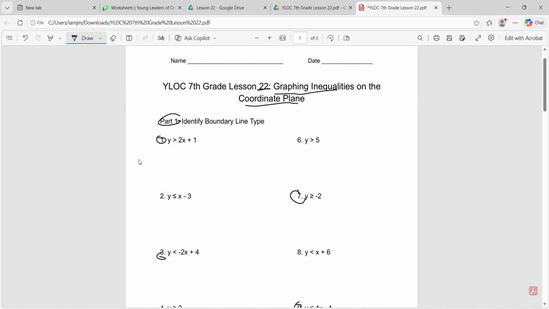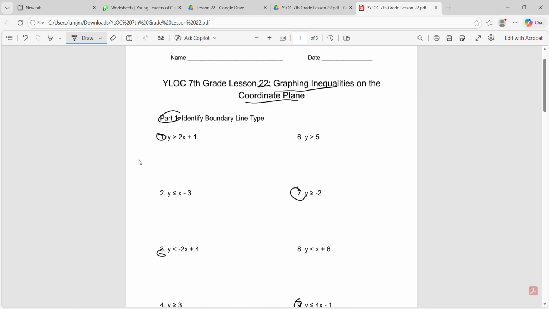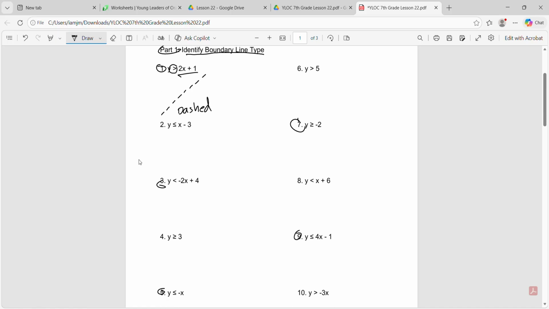Okay, to begin, y is greater than 2x plus 1. You have to identify the boundary line type. Since it's a greater than, it should be dotted. The line should be dashed. Number 3. This one's a less than, but there's no equal to sign on the bottom, so this one's also dashed.